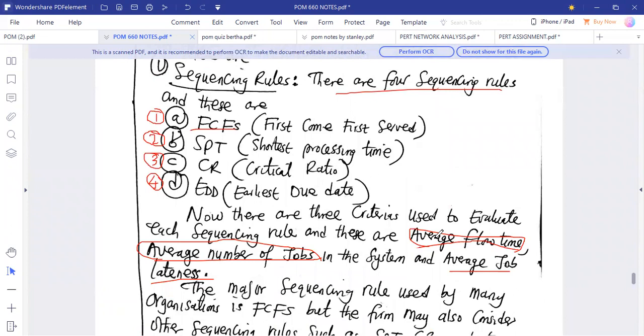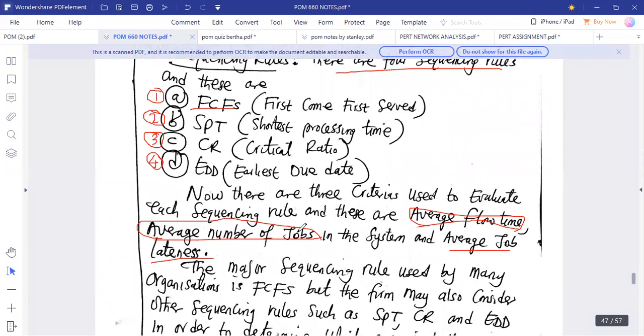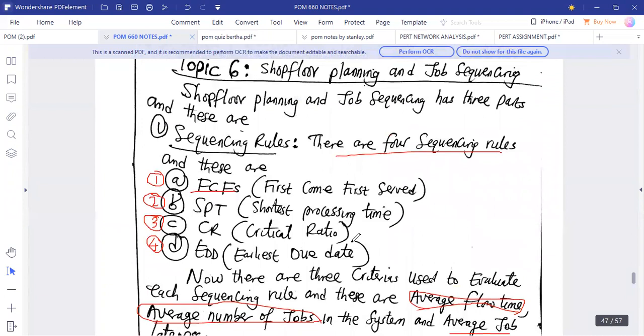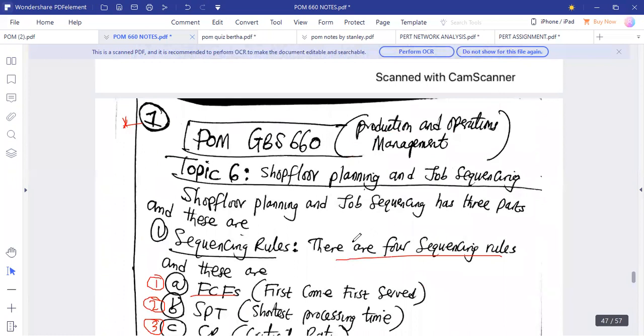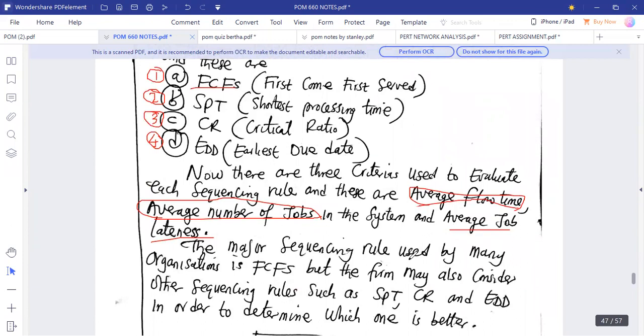You cannot give an assignment to somebody who has several tasks that he's supposed to work on. So if somebody has a lot of jobs to work on, then you risk taking your car even to that garage. All right, then you can only accept the minimum lateness, which is the average job lateness, as the third criterion that we use to evaluate the sequencing rules.